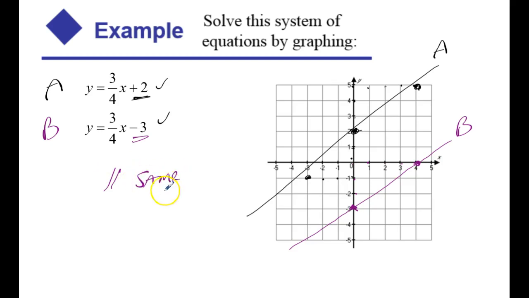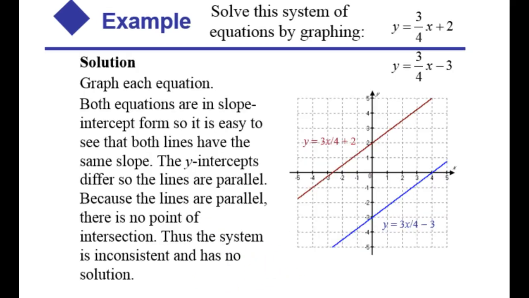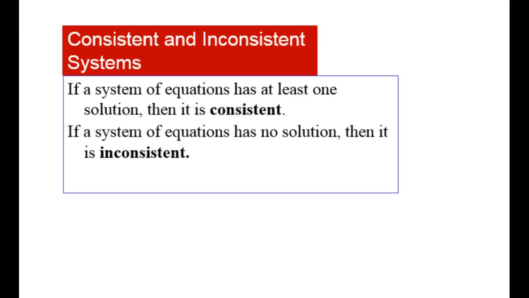So this actually has no solution. The lines will never intersect. So we'll say that's the empty set. So if two lines are parallel, we say that the system is inconsistent and has no solution.